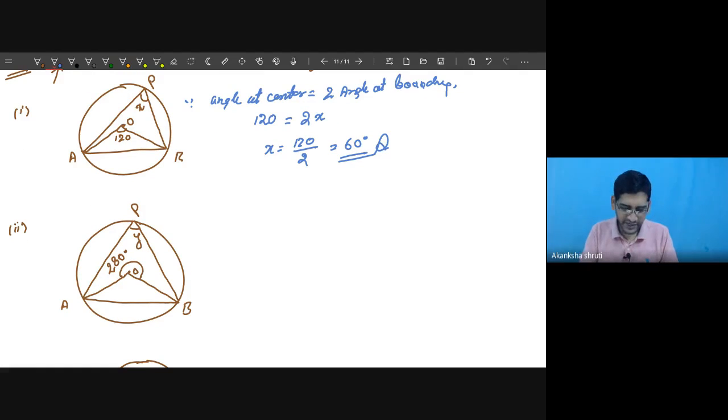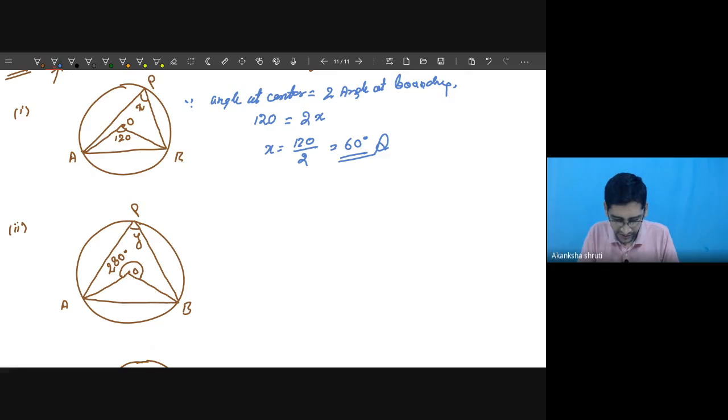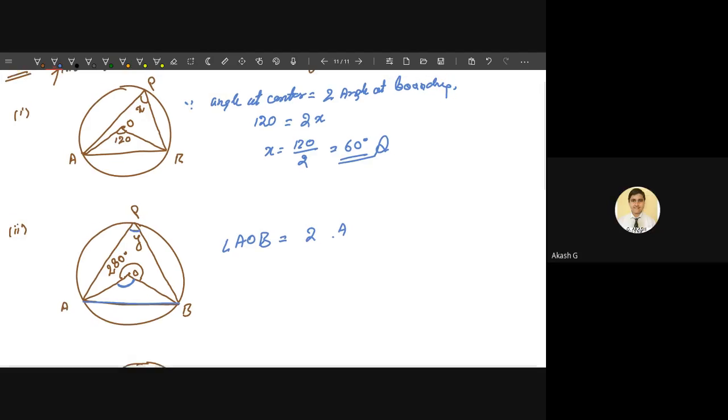Coming to the other one, how do we apply the same theorem? Students, be careful. In this case, what is y? y is on the arc AB or the chord AB. So for this we need the smaller angle first. You first calculate this smaller angle. For this case, you may write angle AOB should be equal to twice of angle APB.